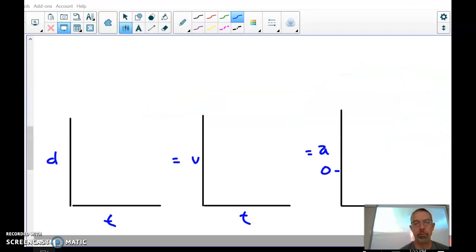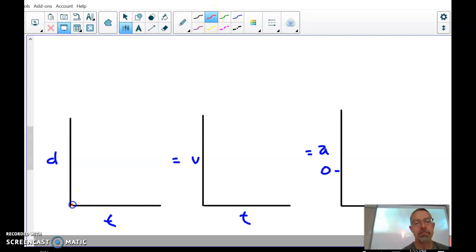So what we're going to look at here is the fact that we can have three different graphs describe the same motion. So I've got three different graphs. This one's a displacement versus time graph. This one's a velocity versus time graph. And this one's an acceleration versus time graph. And I'm just simplifying it by saying A, V, and D. But you guys are smart enough cookies where you should be able to figure that out.